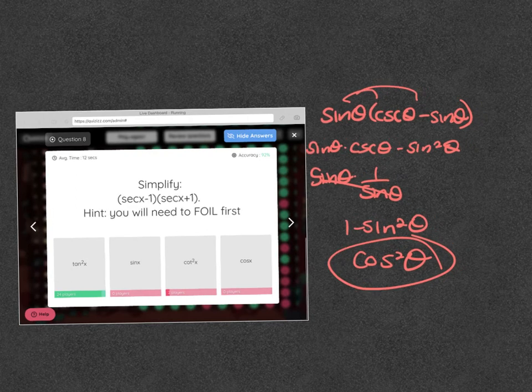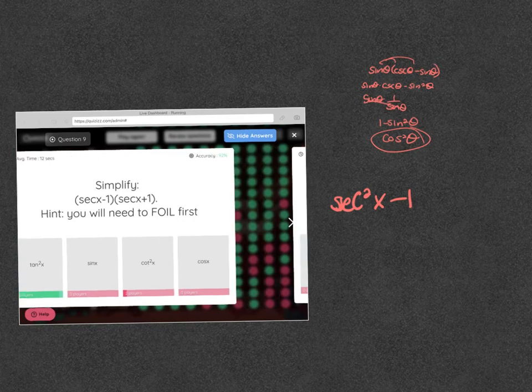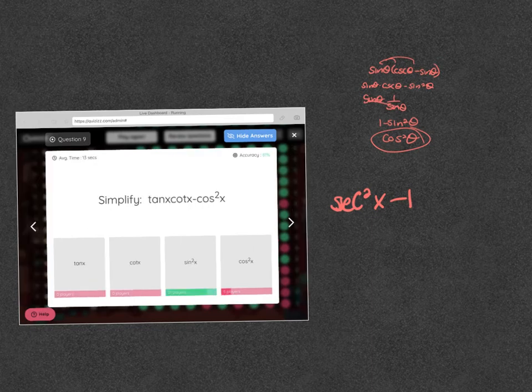This one, you have to expand. I'd FOIL it out and I'd get secant squared x minus 1, which is tangent squared x, another Pythagorean identity. This one, tan times cotangent, which would be 1 over tan, minus cosecant squared x is 1, minus cosine squared x, which is sine squared x.